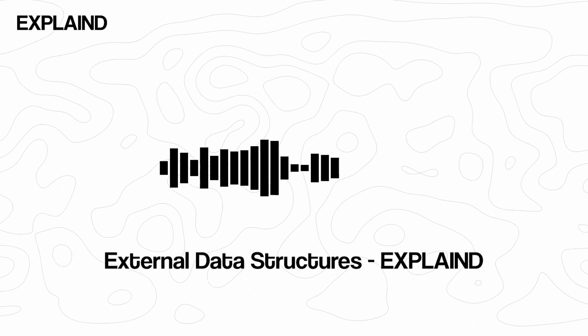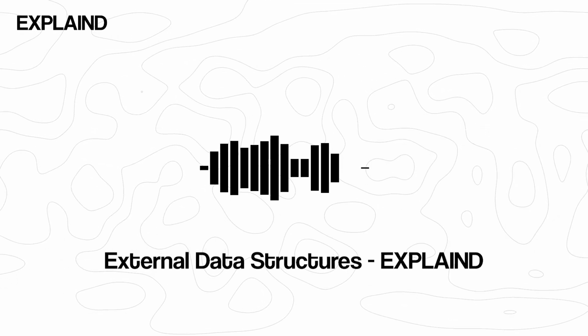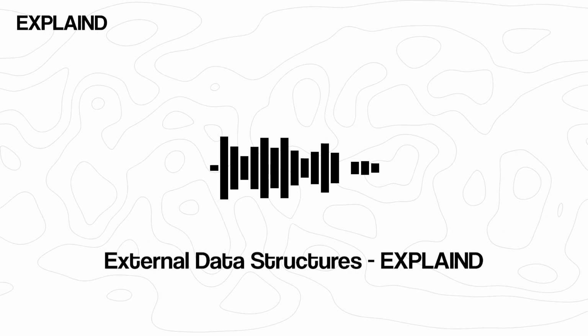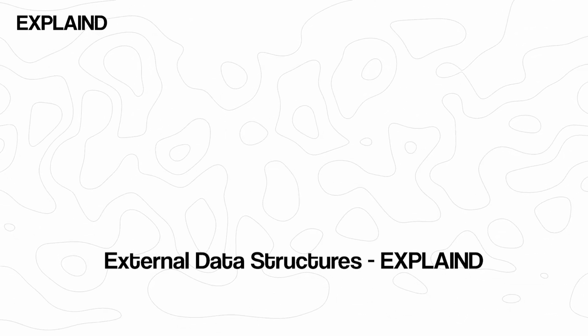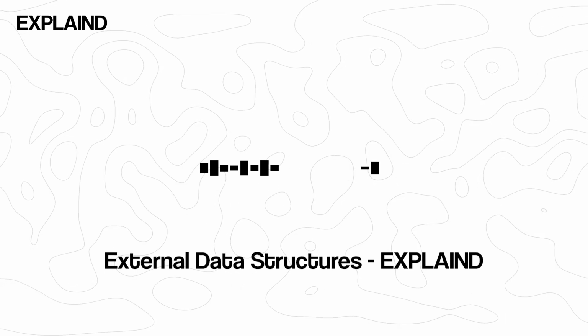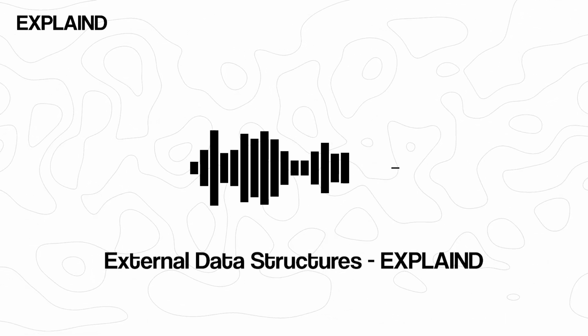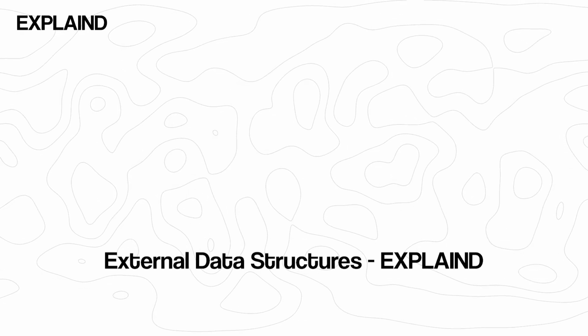So how do external data structures help us make sense of this deluge of information? Researchers are creating these new data structures that are specially designed to handle the sheer scale and the complexity of big data. These structures often rely on what we call distributed systems, where data is spread across multiple machines. So instead of one giant warehouse, we're now talking about a whole network of interconnected warehouses.